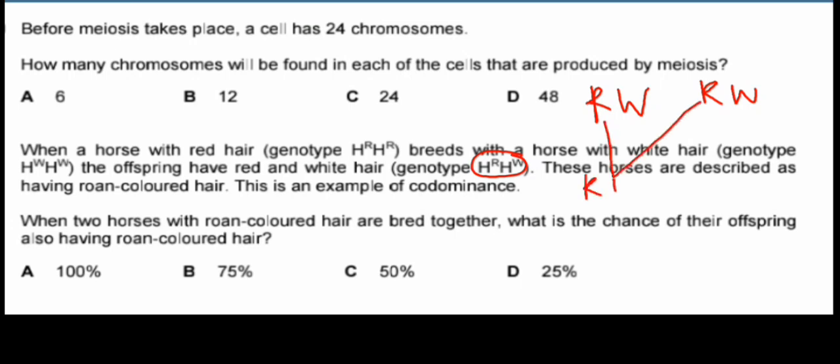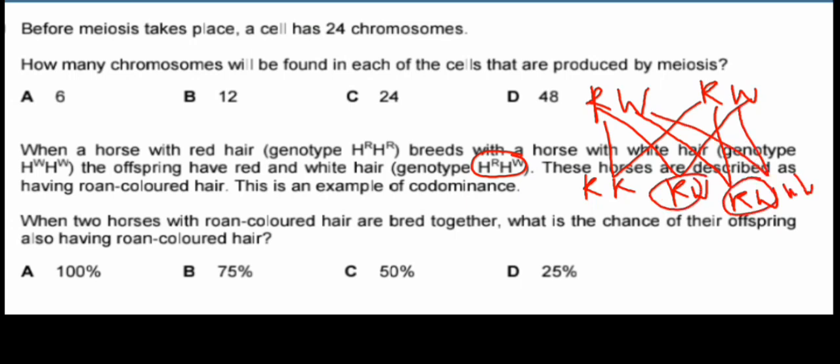This one is going to be crossed with this one, and we are going to have RR. This one crossed with this one, we are going to have RW. This one crossed with this one, we are going to have RW. And this one crossed with this one, we are going to have WW. So how many roan offspring do we have here?